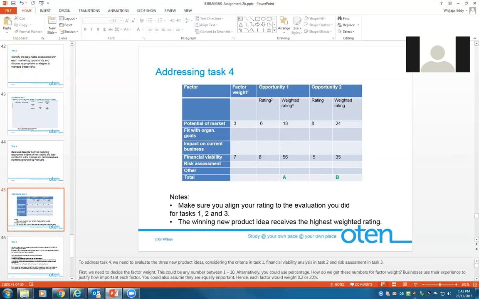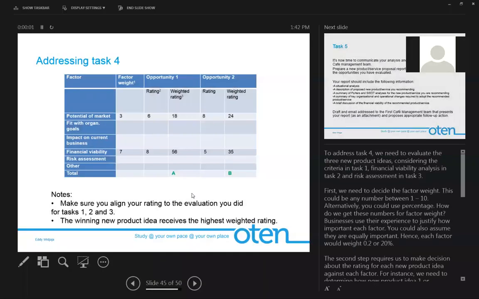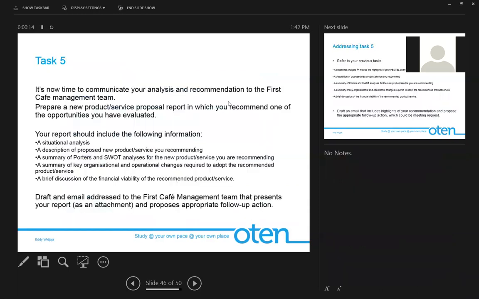There you go. Your task is actually to compare which one's larger, A or B. Okay? If B is larger, then B is the one that you would recommend to launch. If A is larger, A is the one that you would recommend to launch. Right? Now, following that, you need to communicate the analysis and recommendation. Right? If you recommend product A, any product or service A, then that's one that you would recommend to the management team in your email, okay, in your communication.